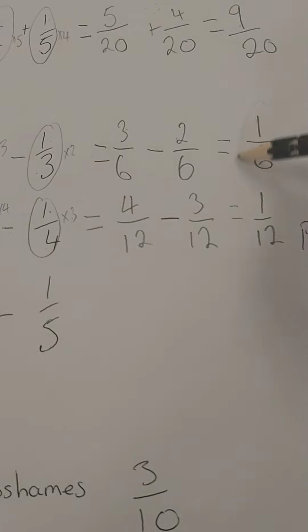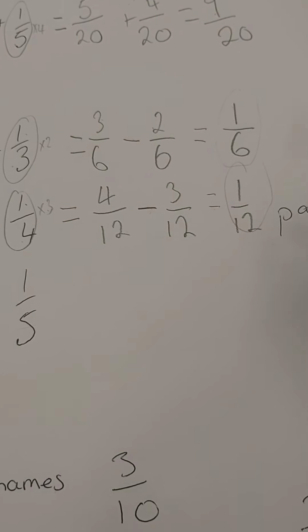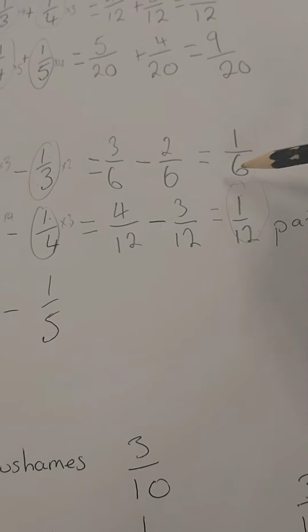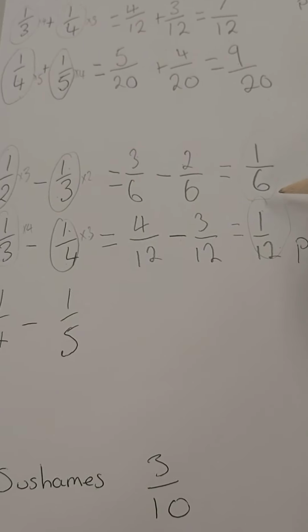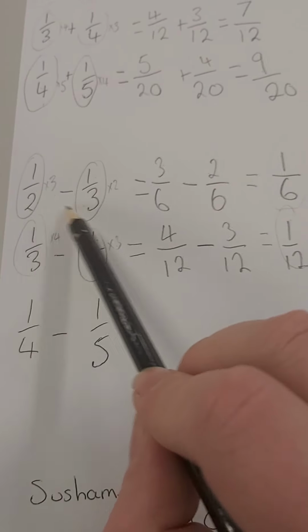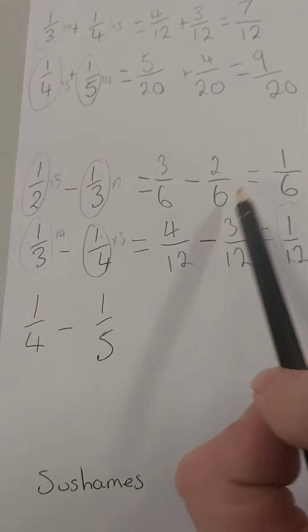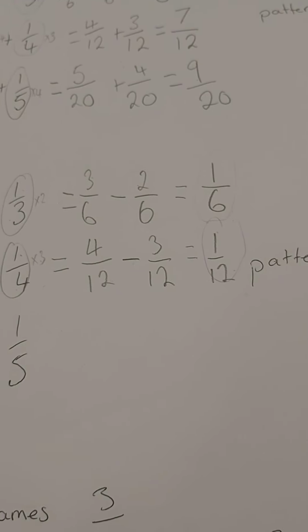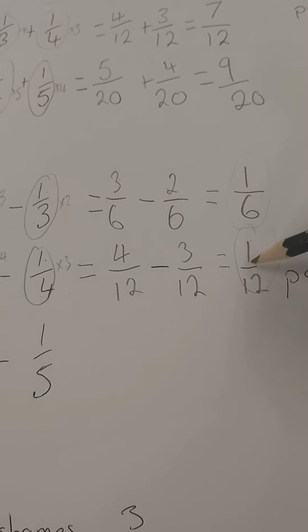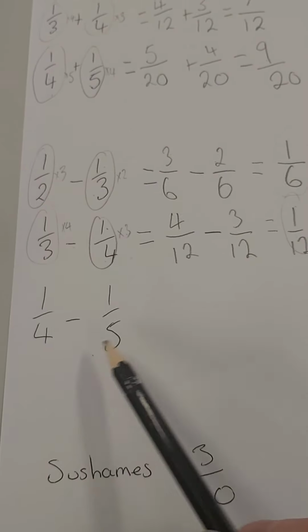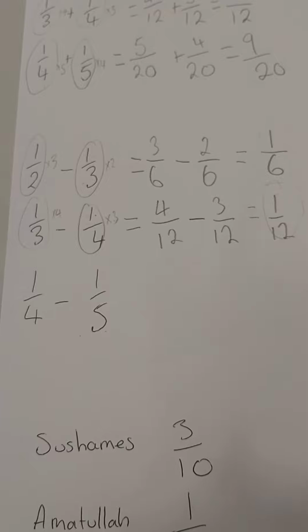Now, I can already see a pattern going on here. 1 over 6, 1 over 12. Now, how are they getting the 6? Last time we looked at that number, we were getting it by timesing the two numbers on the bottom, the denominators. 2 times 3 is 6. That looks pretty true. 3 times 4 is 12. So that looks pretty true as well. And it seems every time it's a 1. So if we were going to estimate what our answer is going to be here, what do you think that might be?